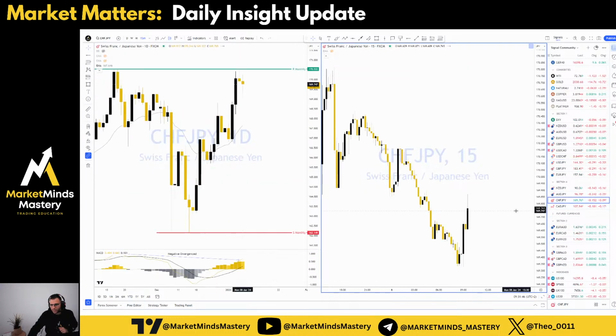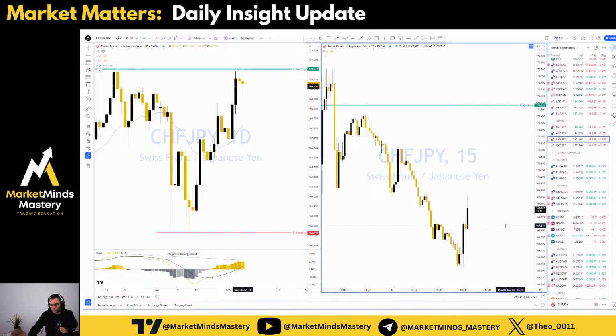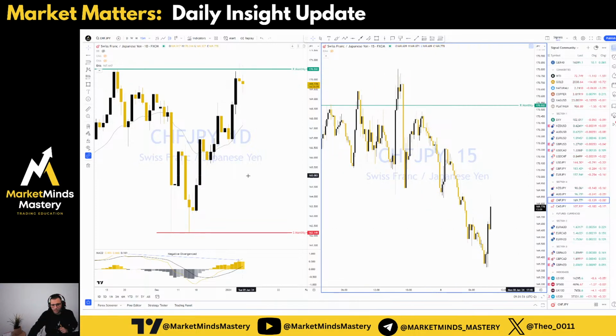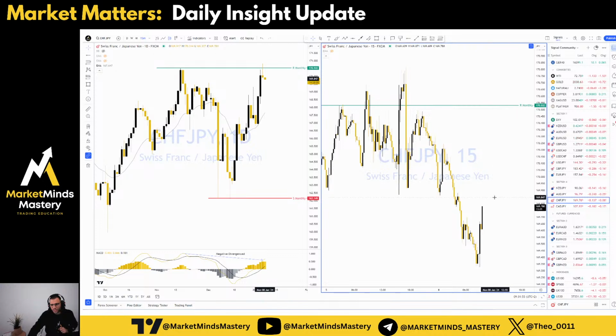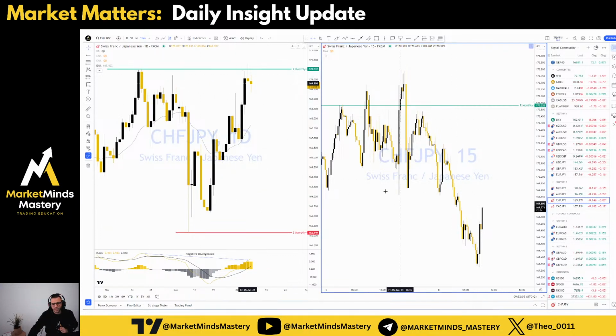So if we check the Swiss Japanese yen, here is the 15-minute chart. Price aggressively moves higher. Let's see. I'm not looking to trade short on this 15-minute chart. Okay, the daily chart is at resistance. 15-minute chart.